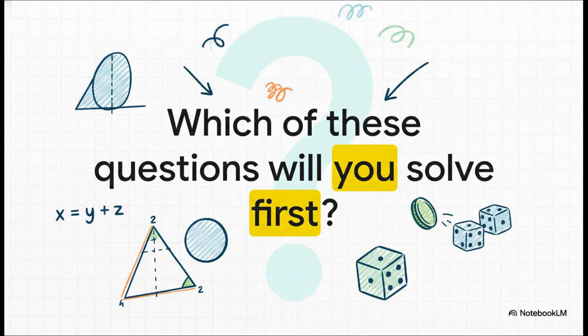And that's it. The only real question now is, what are you going to do first? Pick one of these question types, maybe an algebra problem, maybe that circle proof, or even a quick probability one, and just solve it. Right now. It's time to turn this knowledge into action. You've got this.